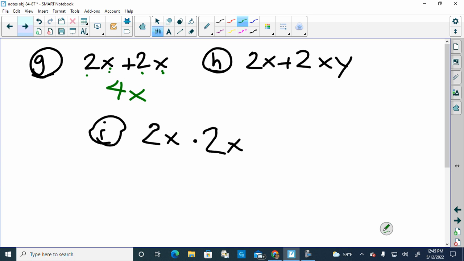Nothing, right? Because they're not like terms. I know they both have x's, but they don't have x, y, so you can't combine them. So this would just be your answer. You could not combine them.